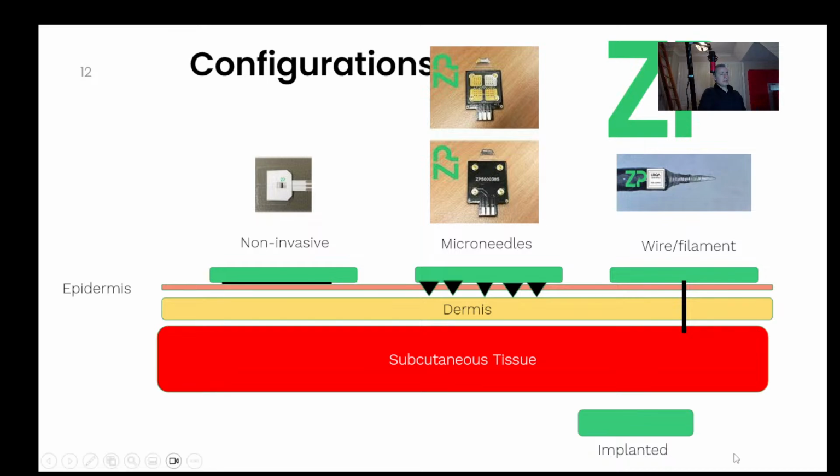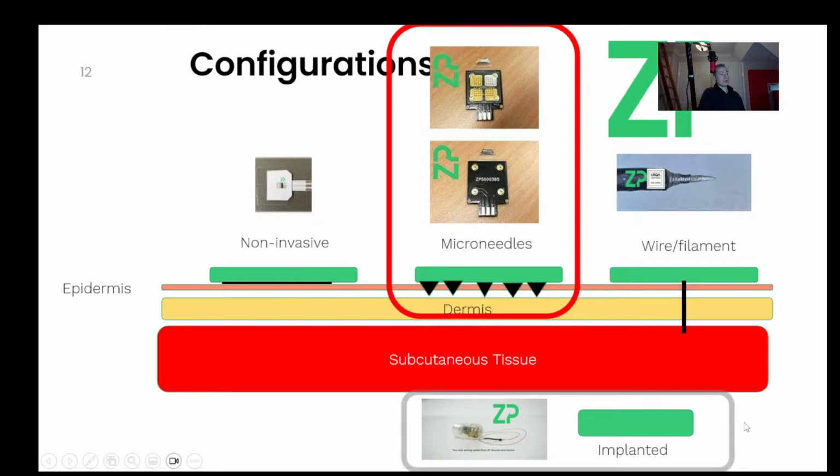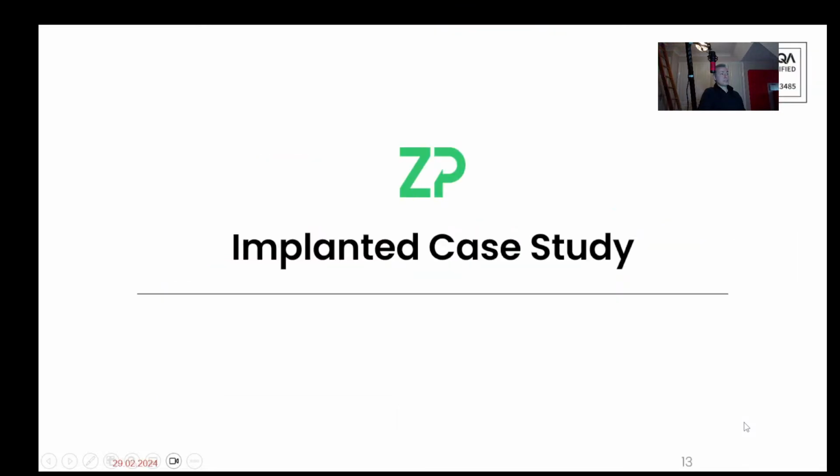In my opinion, at ZP we can do wire, implanted, or microneedles, and it really depends on how much funding you've got and the uniqueness of your business model. You'll probably see today we're quite capable of all three. So let me jump into it a little bit.